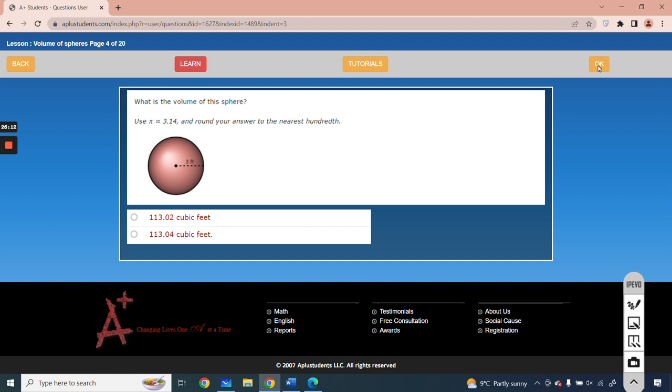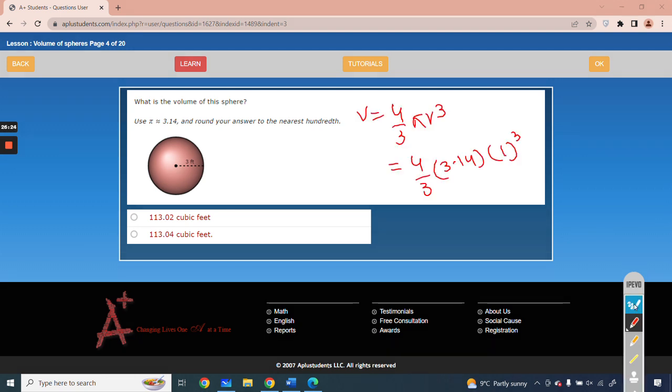Okay, the next one is, what is the volume of the sphere? You are given the radius that is 3 feet, so use the formula V equals 4 by 3 pi r cube and calculate the values. V equals 4 by 3 pi r cube.